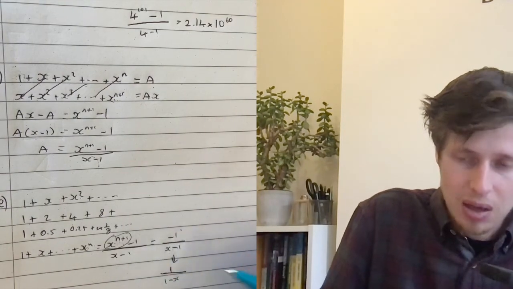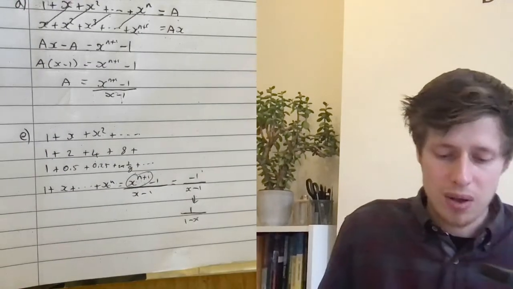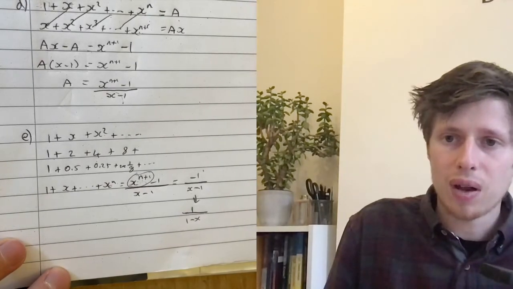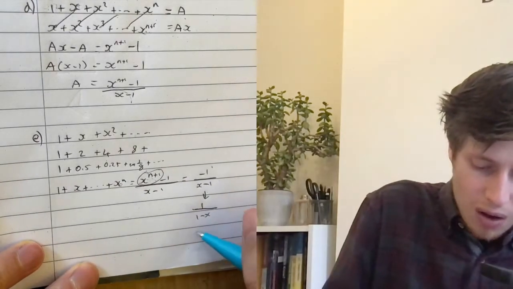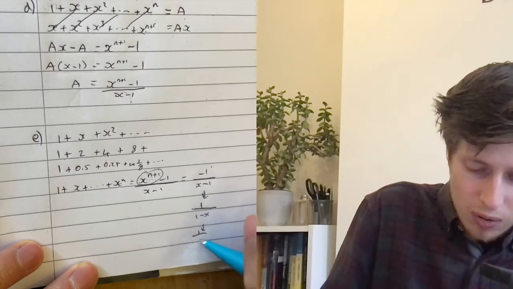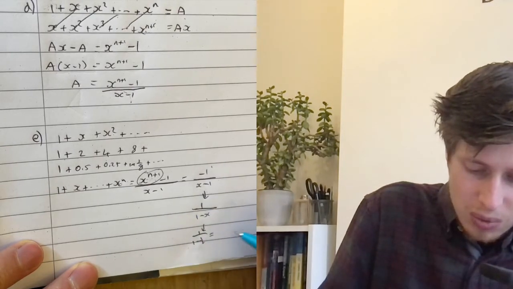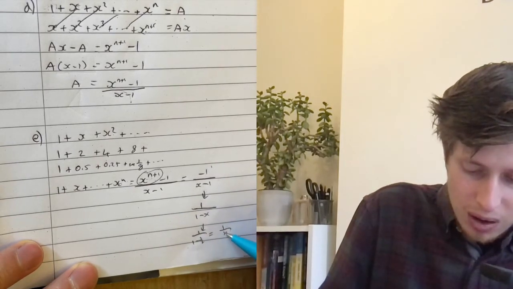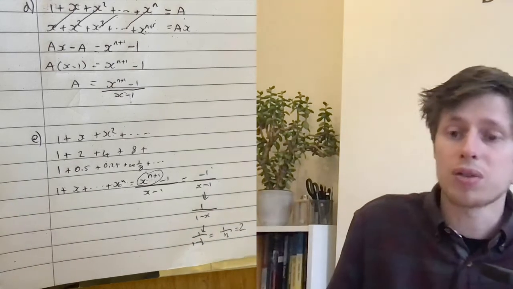Okay, so what if x is a half, like I said? If x is a half, this is going to become 1 over 1 minus a half, which is going to be 1 divided by a half, which is going to be 2, because 2 halves go into 1.